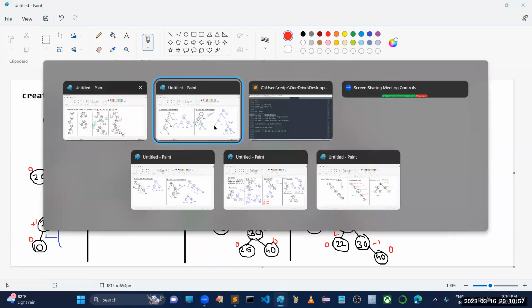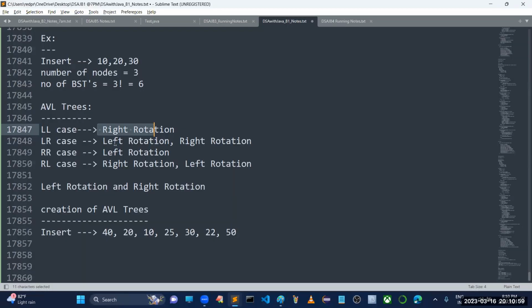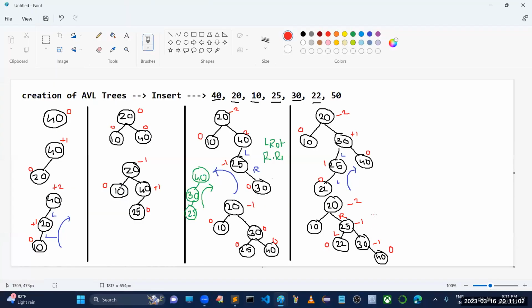If you take the LR principle, what are we doing here? Left rotation and right rotation. So first left rotation and then right rotation. Okay. Now I want to apply left rotation here. Once you apply left rotation, what will happen?